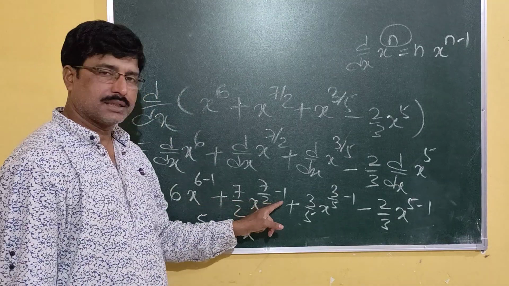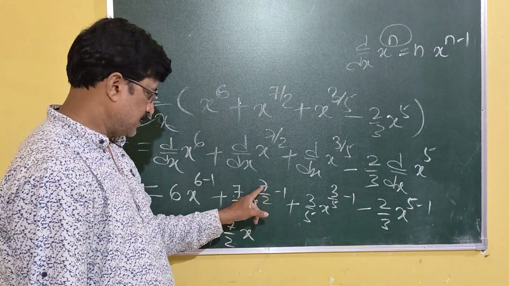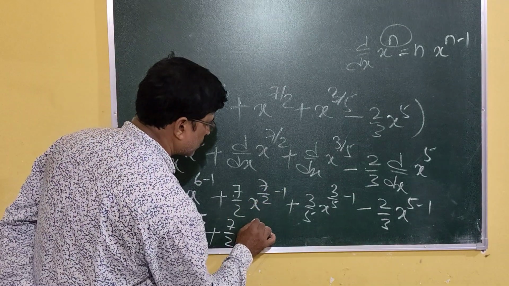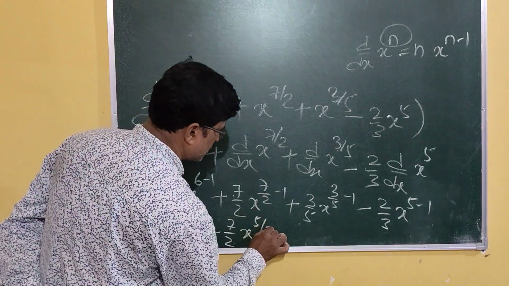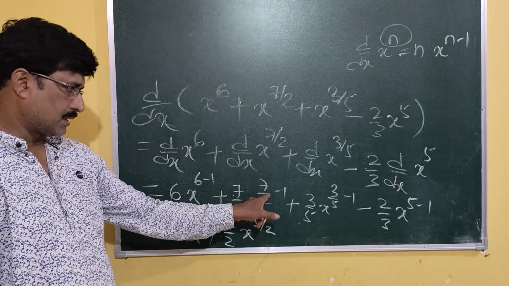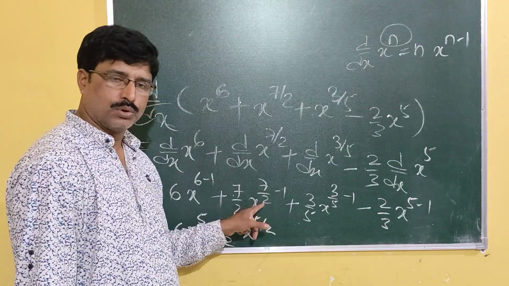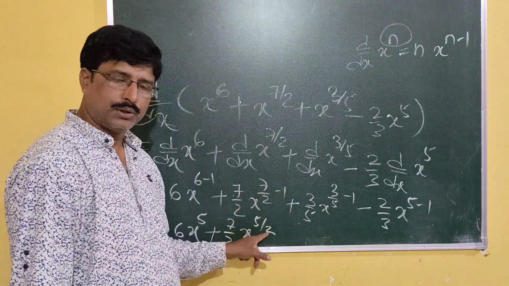Okay. So it becomes 6 x to the power 6 minus 1, that is 5, plus 7 by 2 x to the power. You can take the LCM of this. It becomes 7 minus 2 by 2. So 7 minus 2, that is 5 by 2.